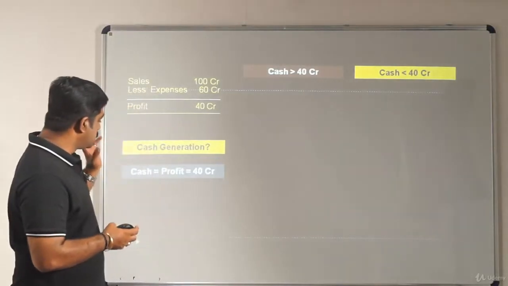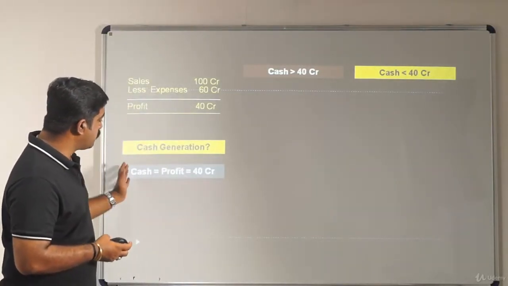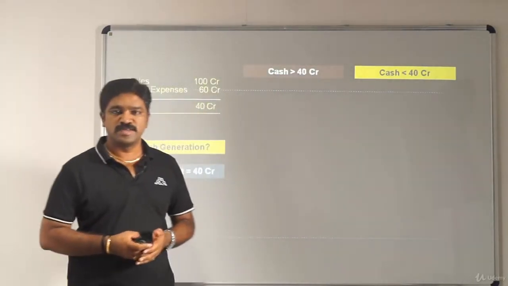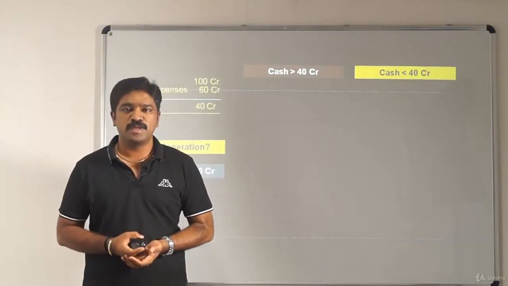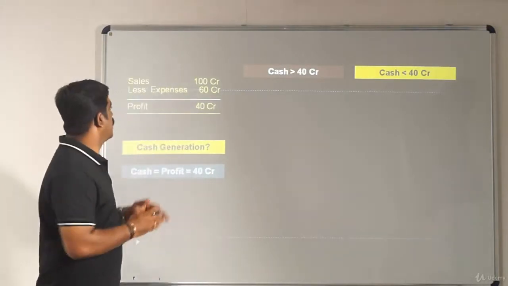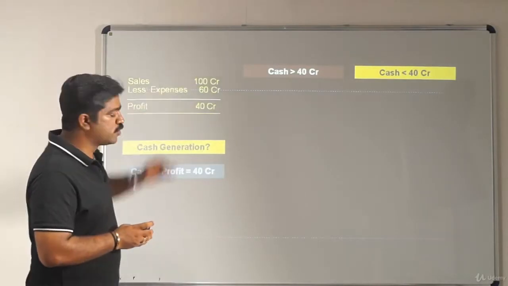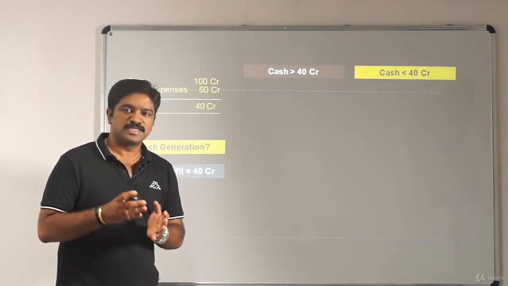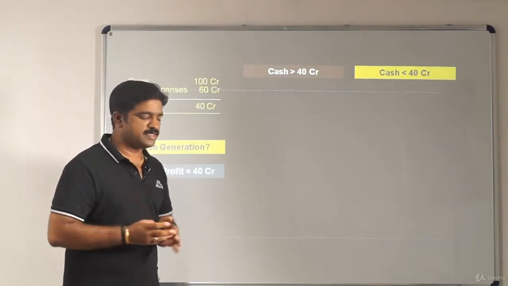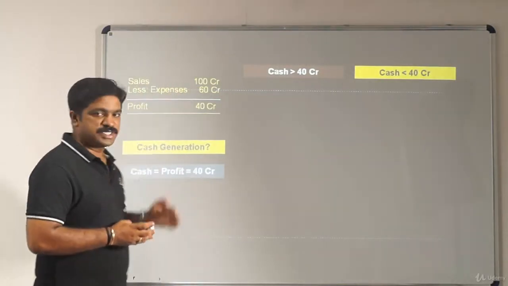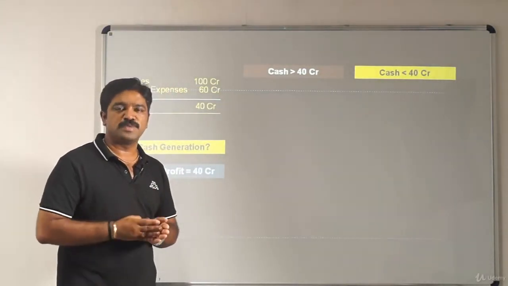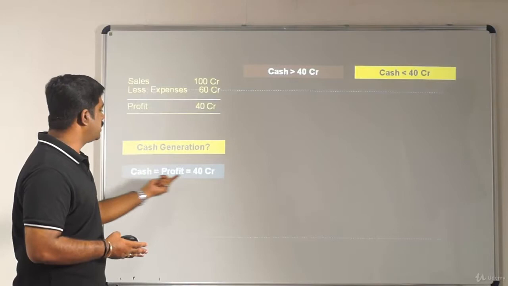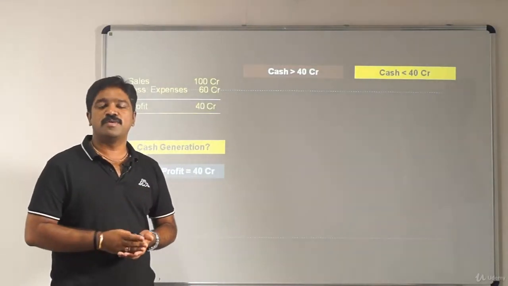So the scenarios we are looking at: cash can be equal to 40, greater than 40, or less than 40. When cash generation can be equal to 40, follow me very closely. If you have made sales of 100 crore and realized all your sales, no customer is pending payment, and you have incurred expenses of 60 crore and paid all your expenses, then your profit will match cash generation, in which cash will be equal to profit, that is going to be 40 crore.